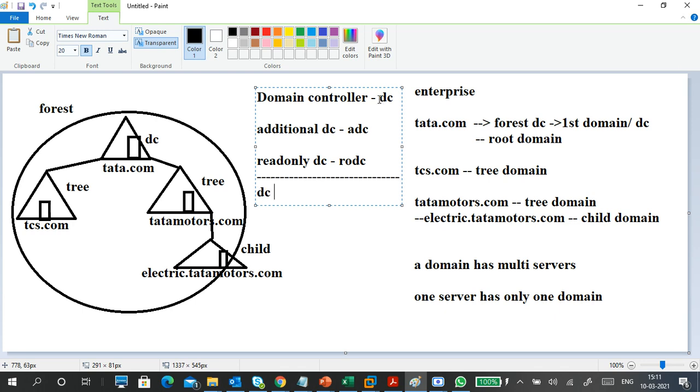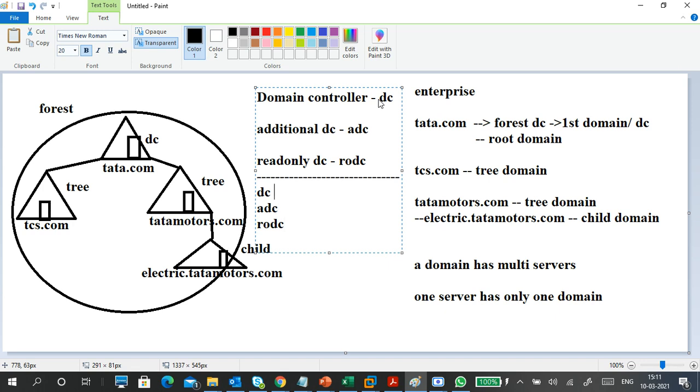DC is the main domain controller. ADC is for backup and load balancing purposes. RODC is for branches. If I have a branch where less security is there, but I still need an ADC or DC there, to avoid logging in to the DC, I create an RODC. The database is the same in DC, ADC, and RODC.